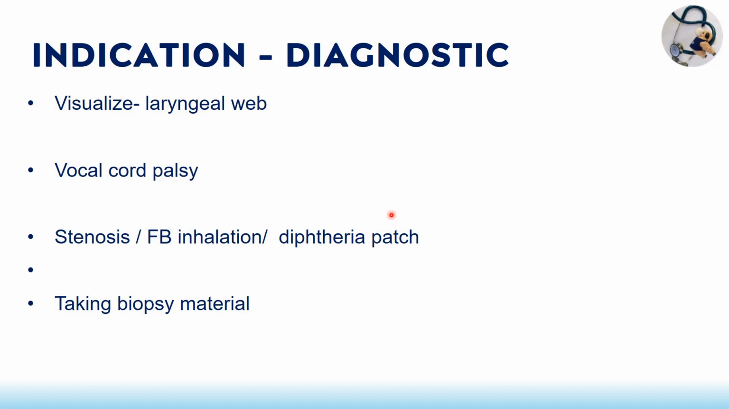Now come to diagnostic indications. Number one, to visualize laryngeal web. Then to visualize the vocal cord. Vocal cord palsy can be diagnosed by using the laryngoscope. To see for the stenosis, foreign body inhalation, and the diphtheria patch on the throat. And then while taking biopsy material, you can use the laryngoscope, or you should use the laryngoscope.